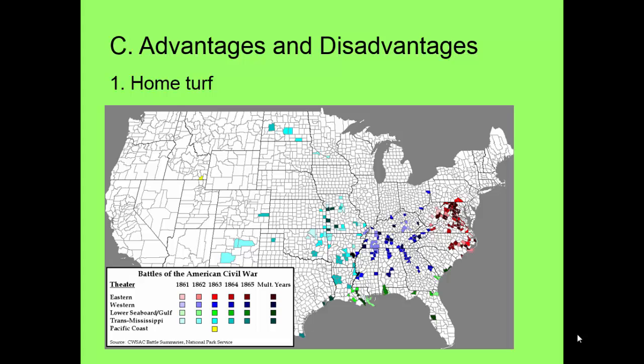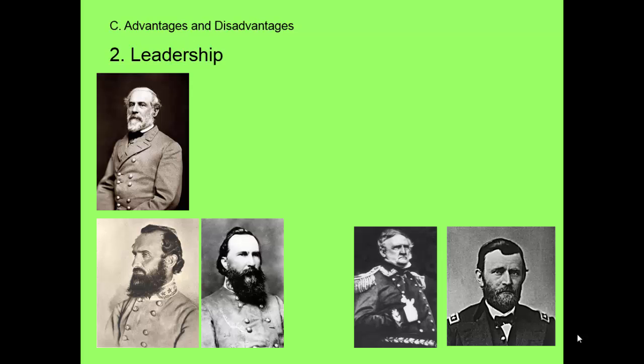There is another advantage, too: the South is being invaded. So the Southerners are going to fight very hard to protect their homes, their families, their businesses, their farms. The Southern troops are known for their courage, for their willingness to give up their lives because they are fighting for their home. That's also an advantage for the South.